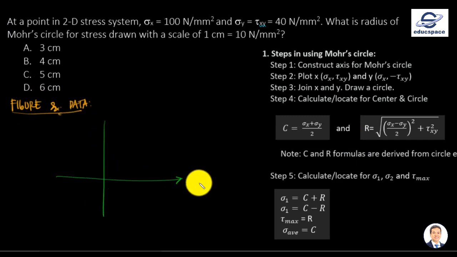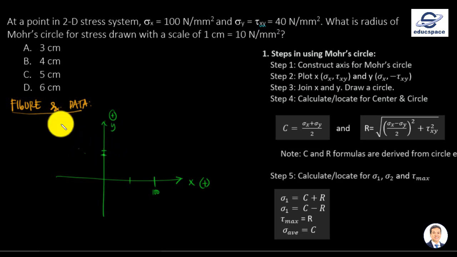So this one is x, normally positive in this direction, and then y also positive in this direction. So our x normally is represented by tension. So let's take this as 100. This one is 50. So 100 newtons per millimeter squared. And then we have 40 for y. So this one is 50. This one is approximately 40. This is our point at 40.